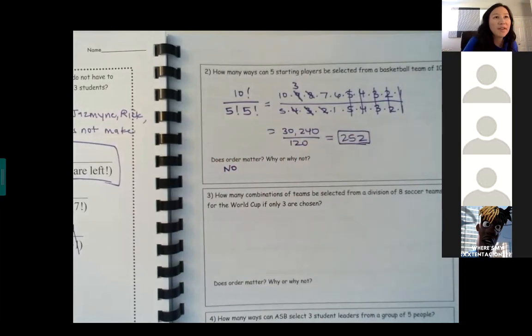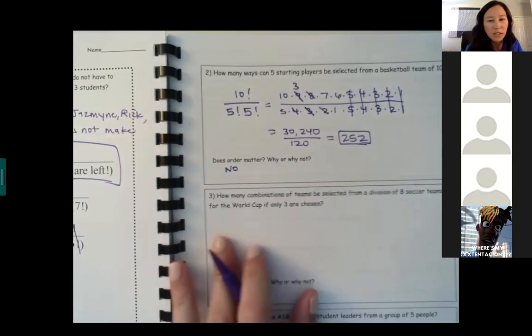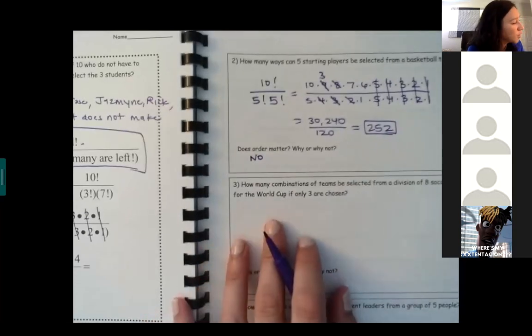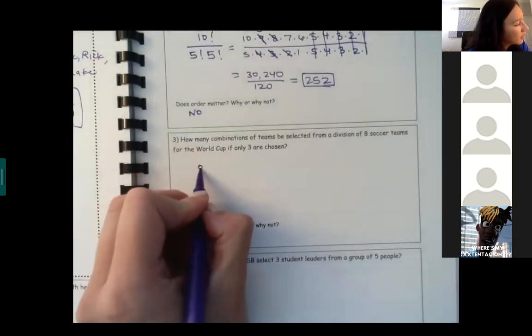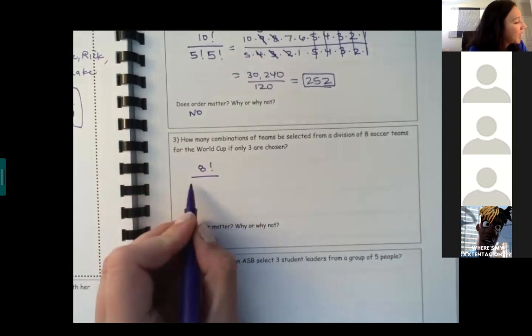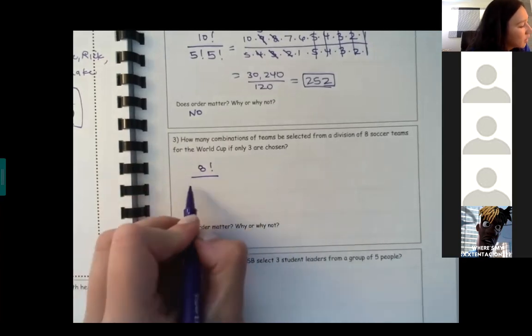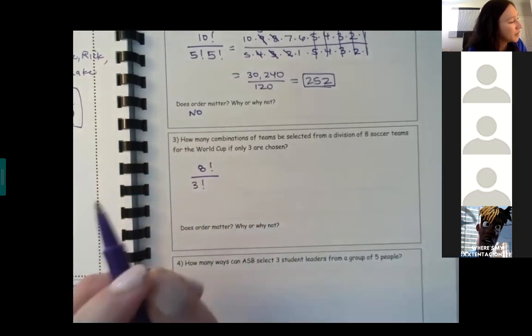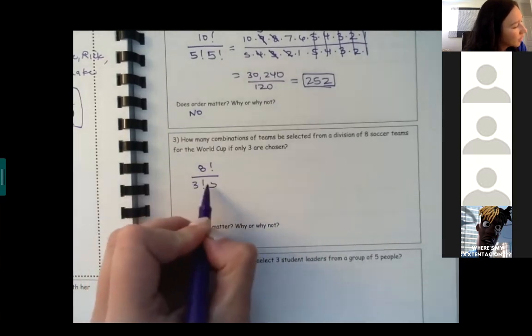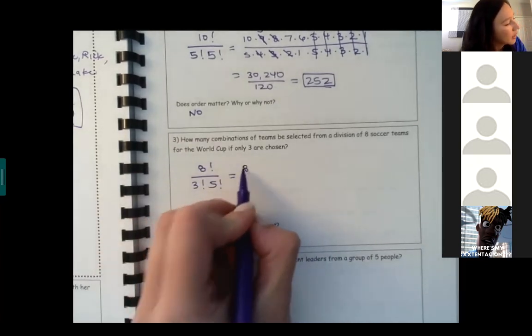Okay, and then for number 3, was that Jaden and Jasmine? So Jaden, you had it set up. What did you put for the total on top? I put 8 on top. Good. So 8 factorial divided by how many were they choosing? 3. So 3 factorial, and how many are left? 5. Good. Then we expand.